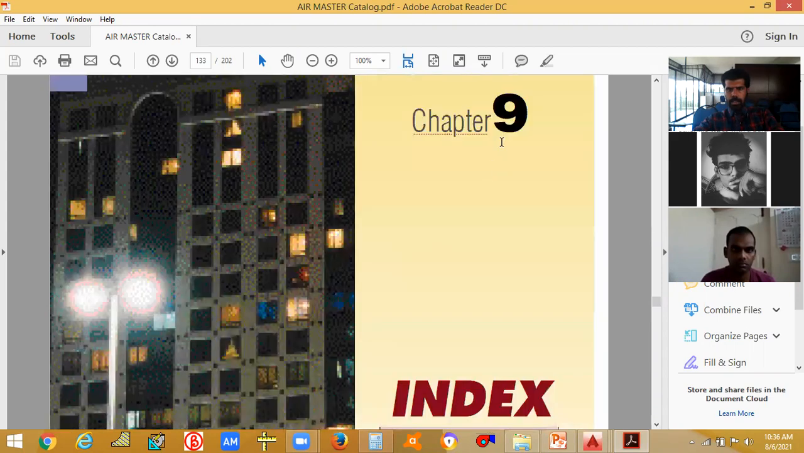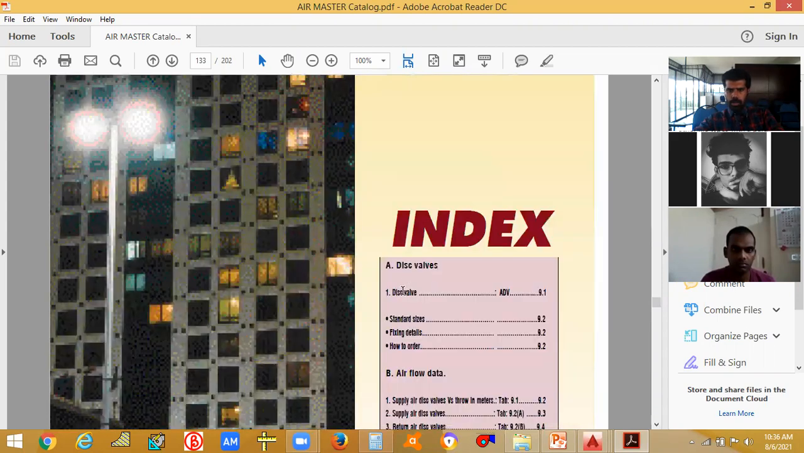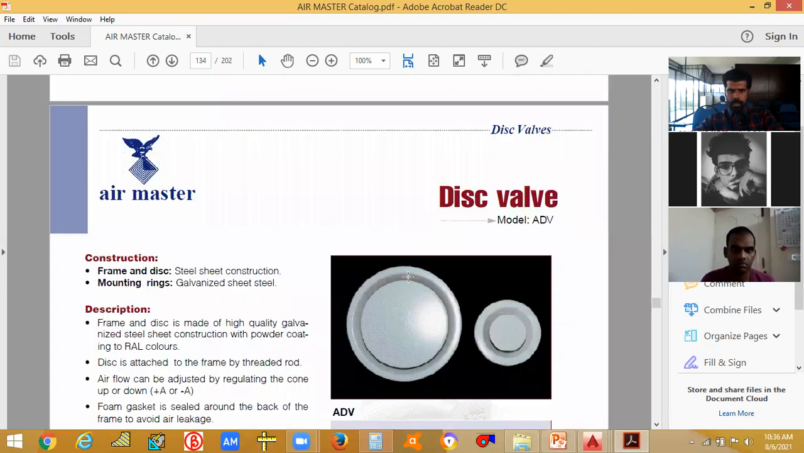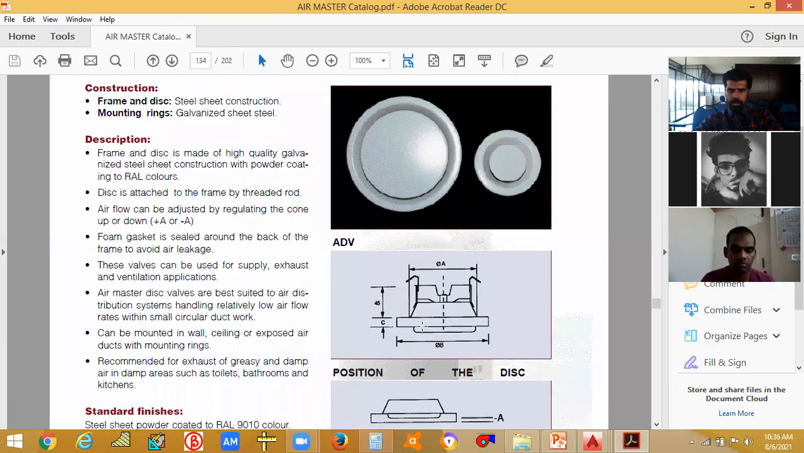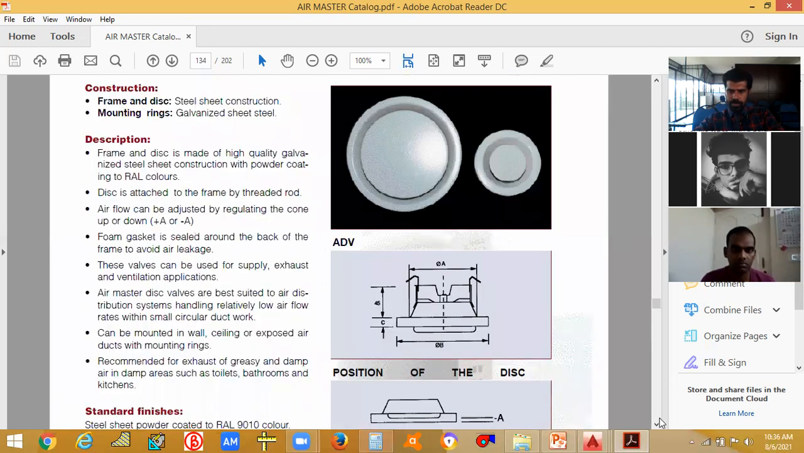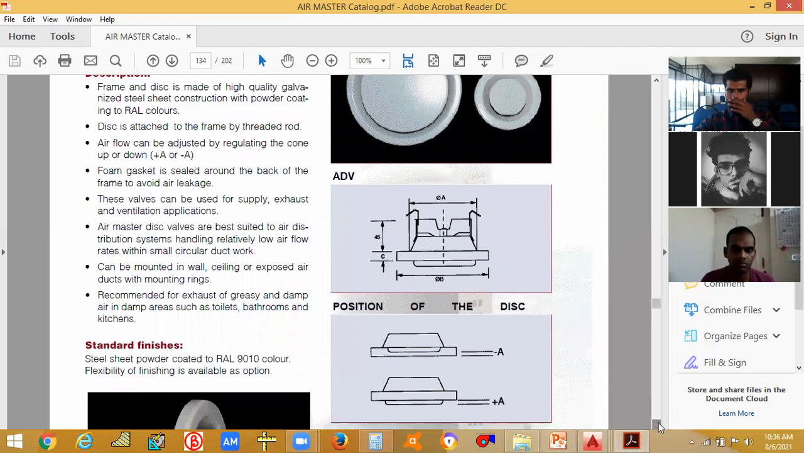Chapter 9 is about the disc valve. We can see the standard sizes. This is known as the disc valve, which I have already shown you. This is about the position and all those things. It's been given here, but you can just go through it.